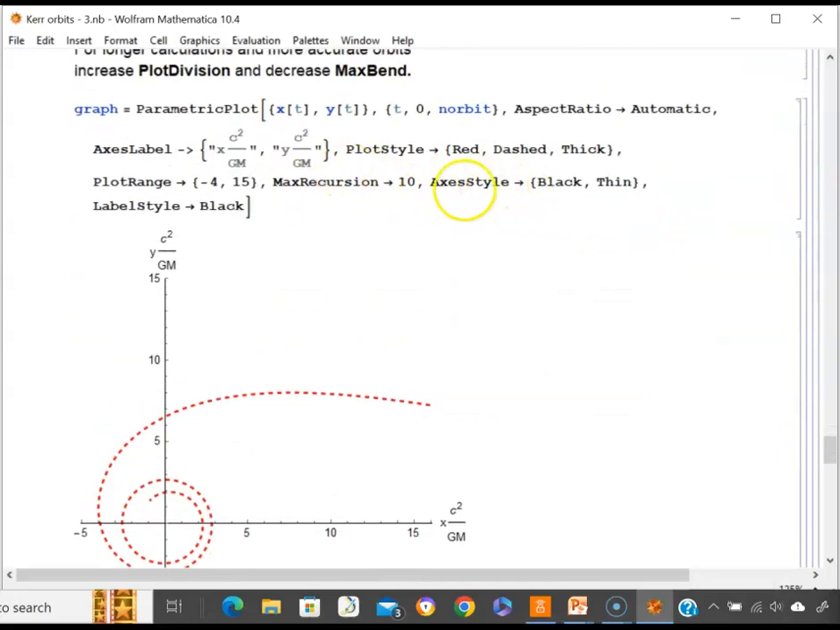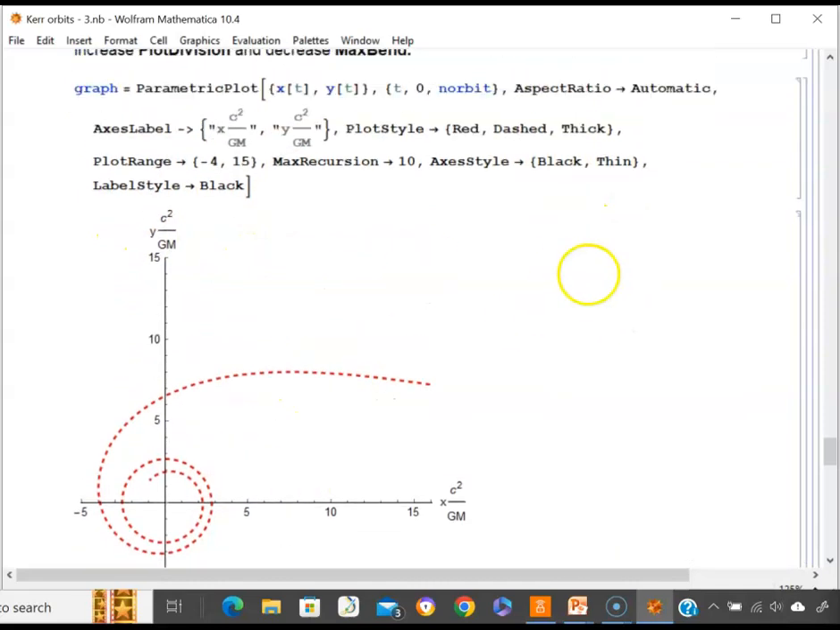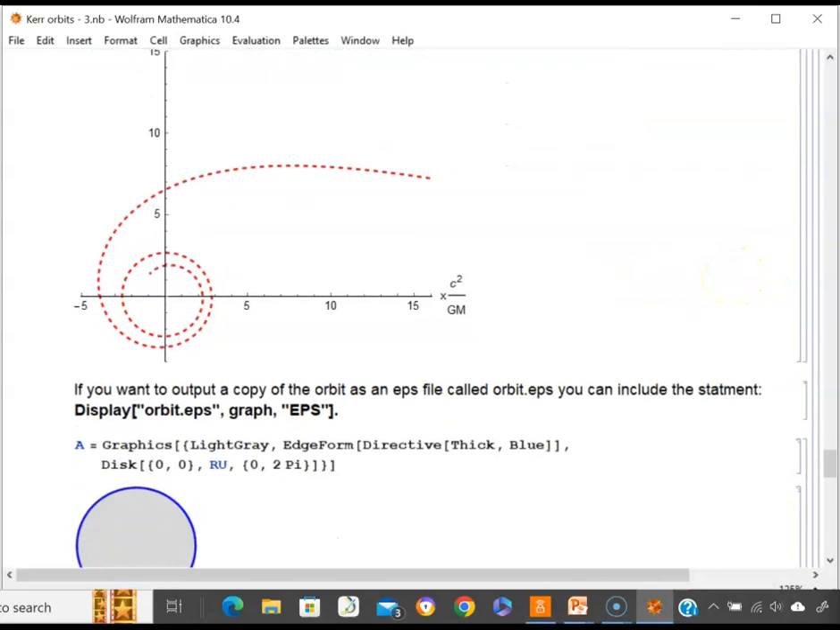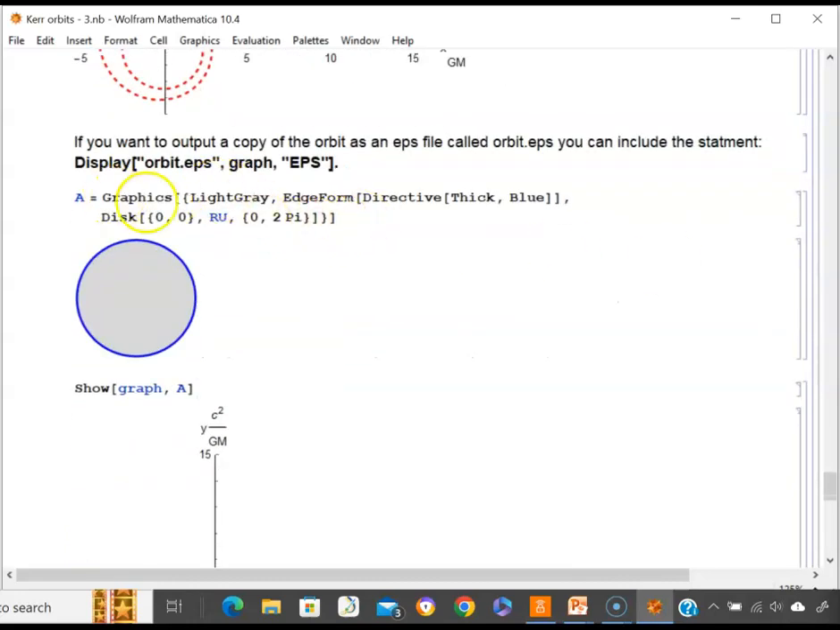I've added some features here: axis style, black, thin, they're all preference things, plot range. Each of these plots varies in the region covered. I've added a disk here. This disk is RU, the outer event horizon distance, and I've accentuated the outer event horizon by putting in an edge form directive, that thick blue line. Here is the event horizon, don't miss it. The disk is centered on the origin, as it should be, because we have our black hole centered on the origin. And we're plotting over 2 pi, we want the whole circle.